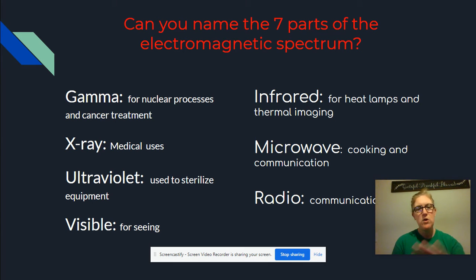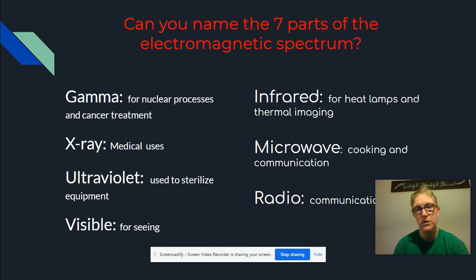This slide will give you all the processes. It tells you what it's used for. Gamma radiation is the most dangerous kind, but it's also the kind that can help treat cancer. They use gamma radiation for cancer treatment. And then it goes all the way down to radio. Radio is the least dangerous because of its wavelength and frequency. It's a real low frequency wave, carries very little energy with it compared to gamma radiation and X-rays and ultraviolet. Okay, so there's your 7 parts of the spectrum.